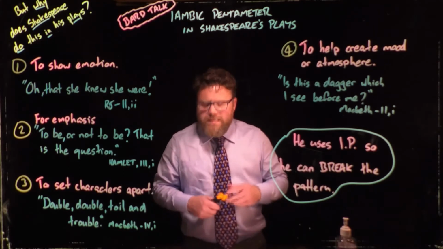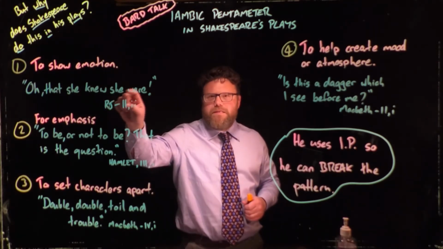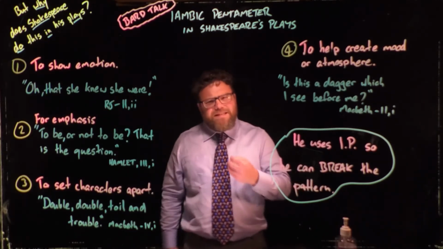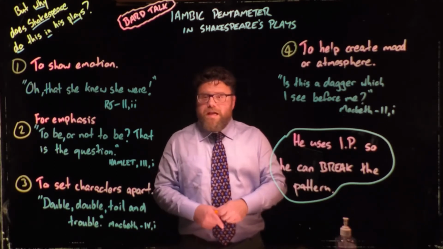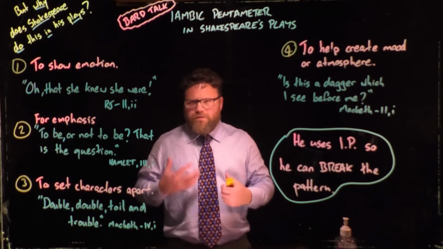The line before is, "It is my lady, oh, it is my love." And then he breaks the iambic pentameter pattern to say, "Oh, that she knew she were." It's like this is the point at which he's overcome with emotion, because this is a love story. And so breaking the pattern helps to emphasise the emotion that Romeo is feeling, the turmoil.